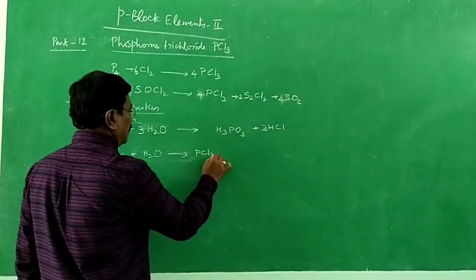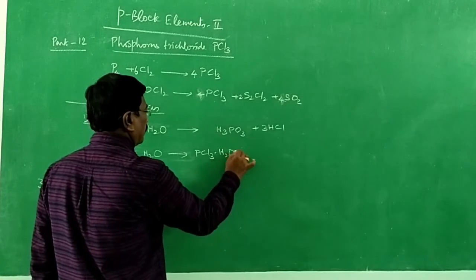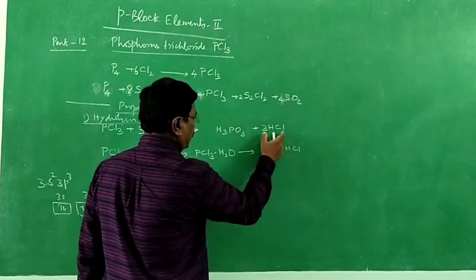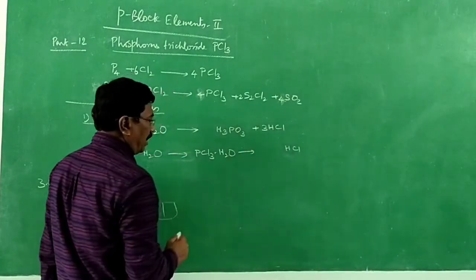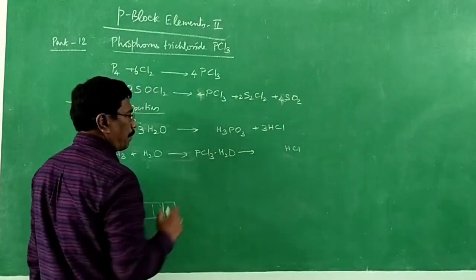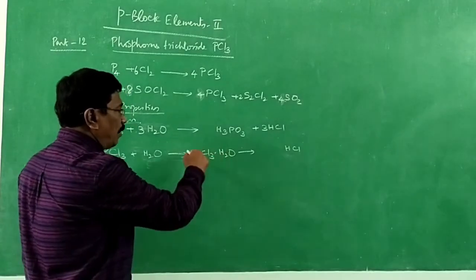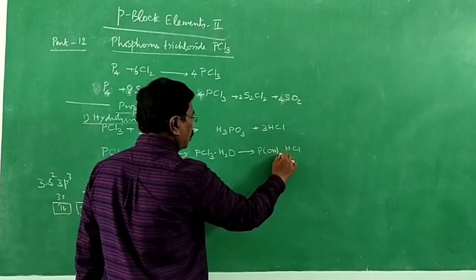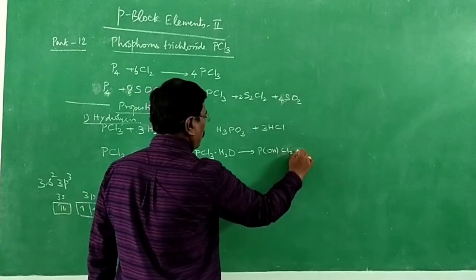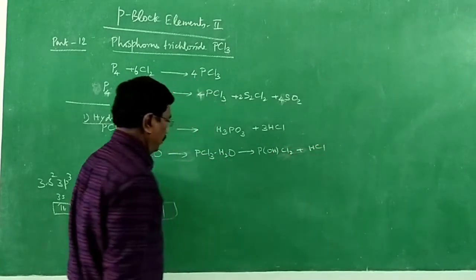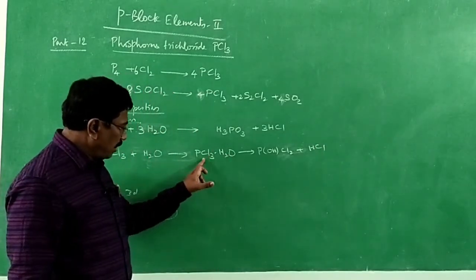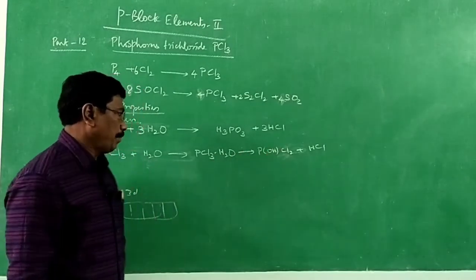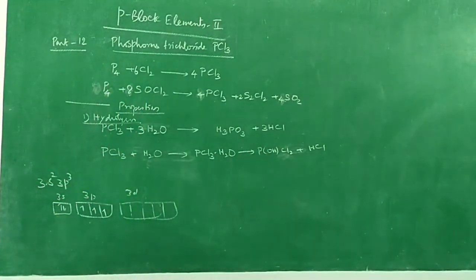a molecule like this: PCl3·H2O I can write. It loses an HCl molecule, because during hydrolysis HCl is being eliminated. 1 HCl will be eliminated. The remaining will be added in the form of OH. So I can write POHCl2. Only one OH group replaces 1 chlorine. Hydrogen combined with chlorine becomes HCl. So this is how it is being formed.